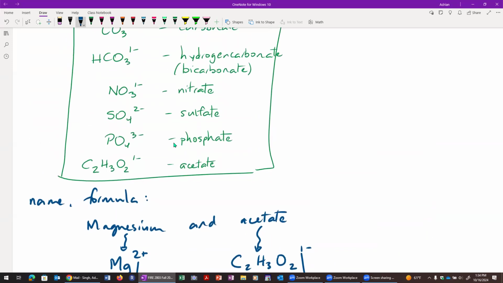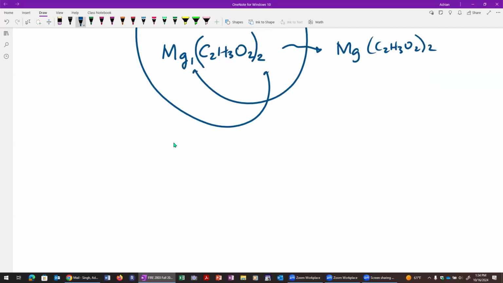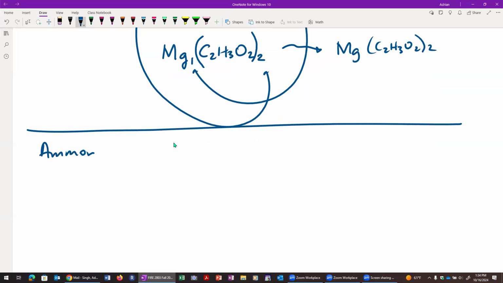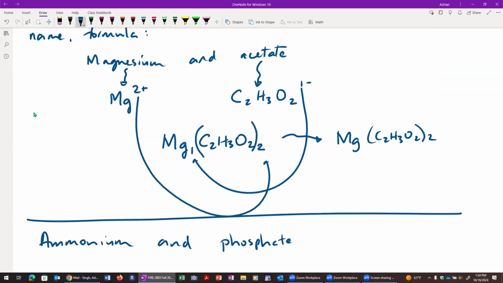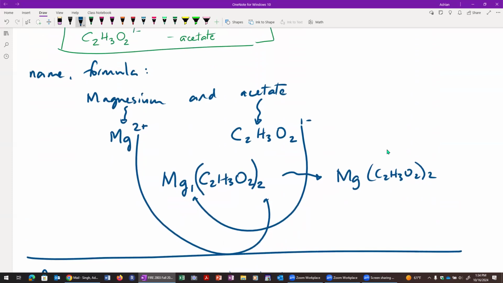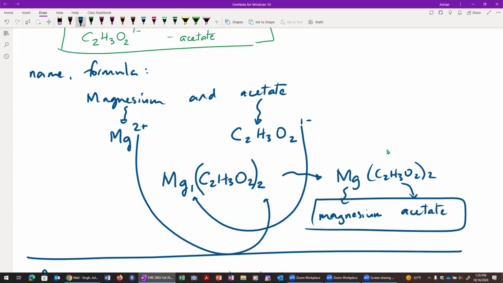All right, let's take a look at another one. We'll do aluminum. Actually, let's do ammonium and we will do phosphate. We didn't actually finish that question above because in addition to coming up with the formula, we also have to name it. So we're going to name it the same way we did the previous ones. So the cation goes first, so magnesium would be the first name for this. And then if you have a polyatomic ion, you just name the ion as it is. So you have to recognize it as acetate. So we're going to name it as magnesium acetate. And that's it.